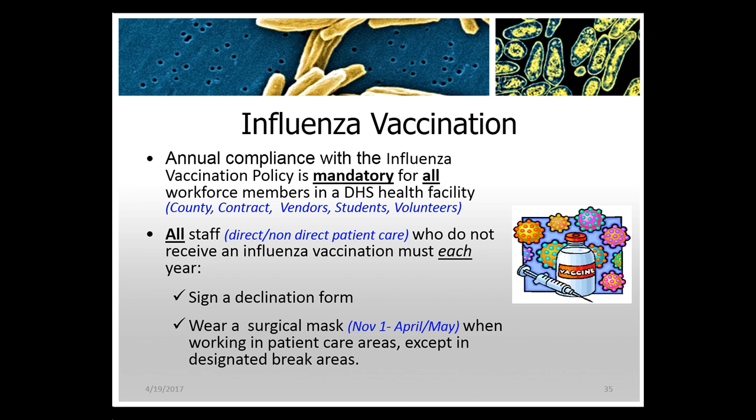Annual compliance with the influenza vaccination policy is mandatory for all workforce members in our DHS healthcare facilities. This includes county, contract, vendors, students, volunteers, everyone. And all staff, whether they perform direct or non-direct patient care, who do not receive the flu vaccine each year must each year sign a declination form and wear a surgical mask starting November 1st through the end of flu season, which could extend to April or May or even June, when they are working in patient care areas, except for other designated break areas.